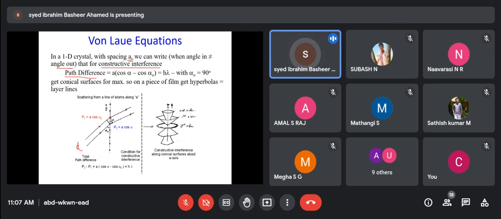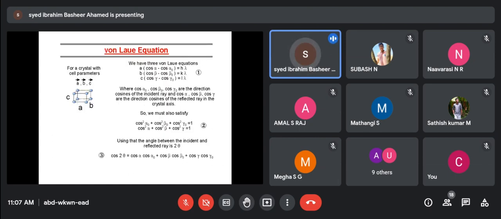So what is the path difference? The red one shown here is the path difference. So P2 minus P1 is equal to a (cos alpha minus cos alpha 0), which is an order of the wavelength, h lambda, as we saw already. If you have a path difference, then you will have constructive interference and a reflection like this, as we saw with the Debye cone: zero order, first order, second order, and so on.